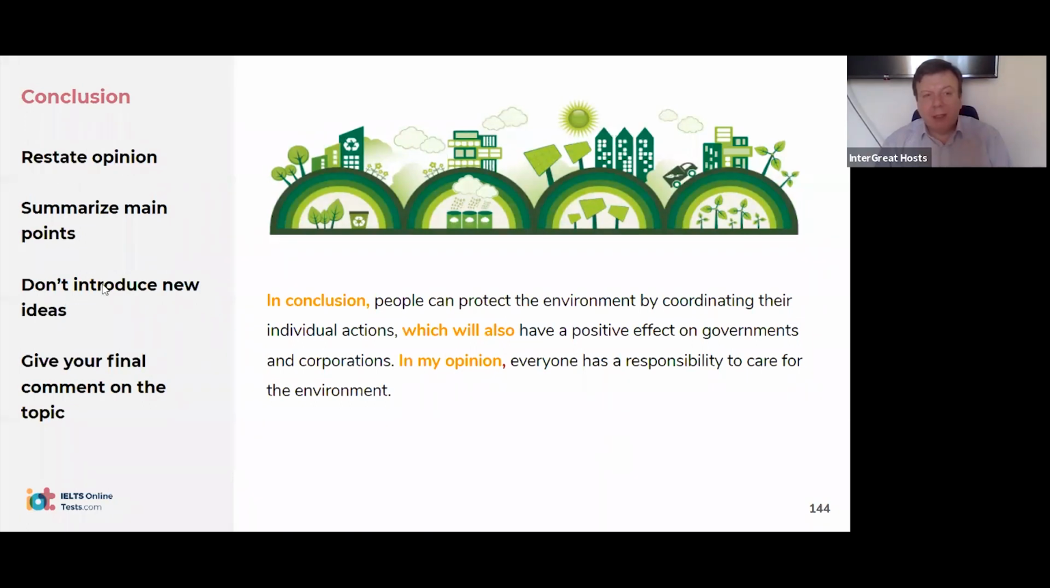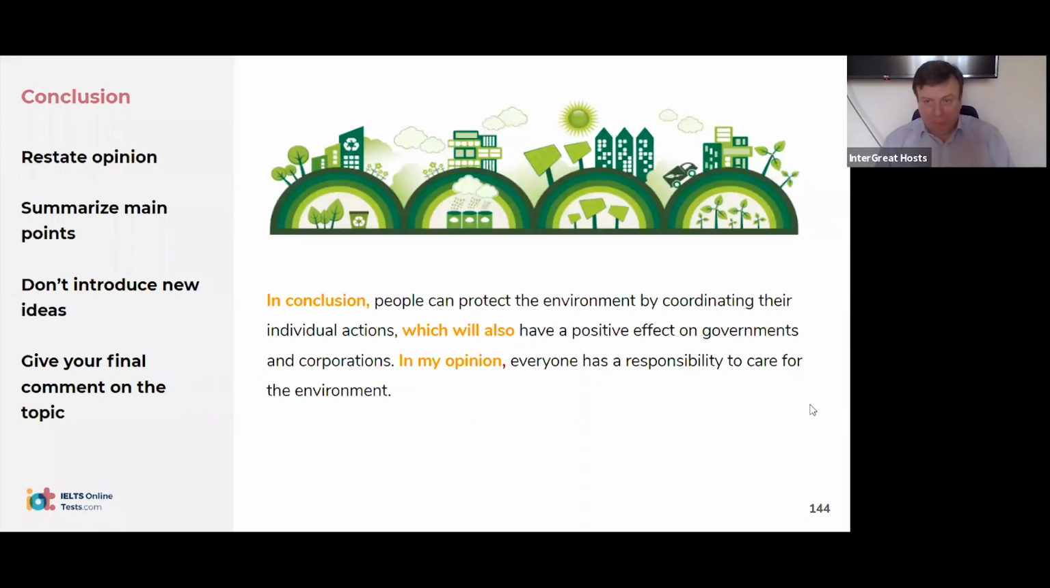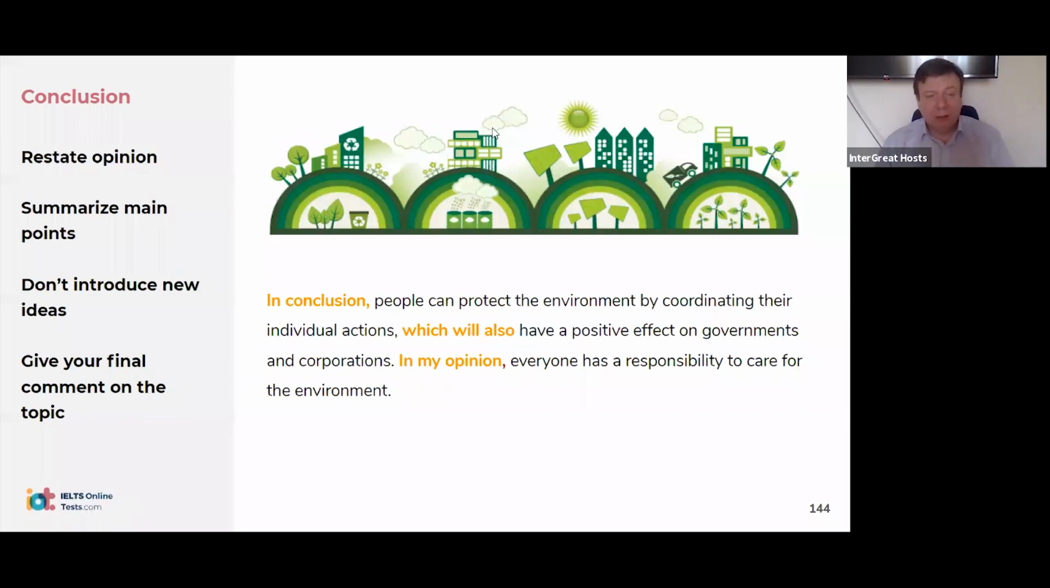Now you notice there, don't introduce any new ideas. It's really important that your ideas in your conclusion are basically what you put in your essay. So don't introduce any new ideas. As an examiner, I would quite often see that someone will put some new ideas in their conclusion. So make sure all of your ideas go back to the body, nothing new. Yeah, to summarize, in conclusion. I would just use in conclusion, that's all you need to use, really.